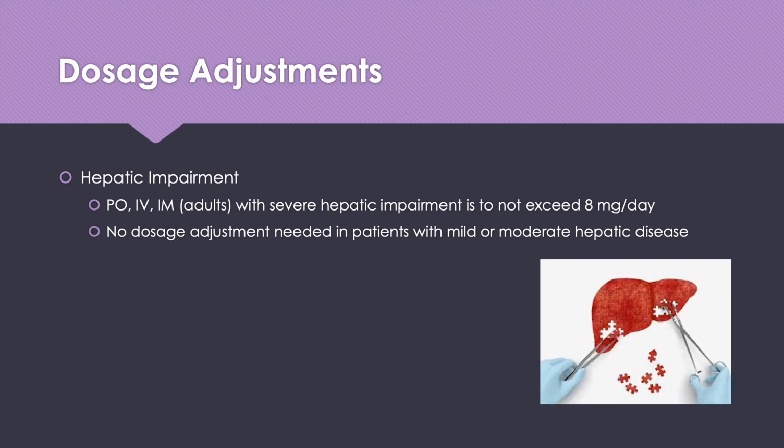The dose may need to be adjusted in patients with severe hepatic impairment. The route, no matter what, is to not exceed 8 milligrams a day. However, no dosage adjustment is needed in patients with mild or moderate hepatic disease, so it's only those with severe hepatic impairment that need dosage adjustments.